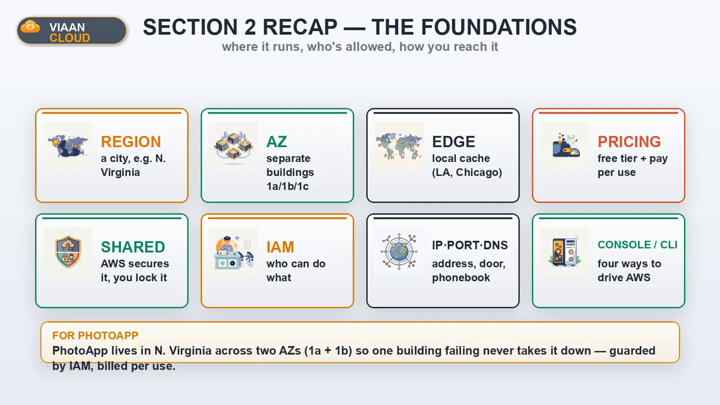Pricing is pay per use with a free tier. Shared responsibility means AWS secures the cloud and you lock your own door with IAM. And you reach all of it through the console, the CLI or code. PhotoApp lives in N Virginia across 2 zones, so one building failing never takes it down.